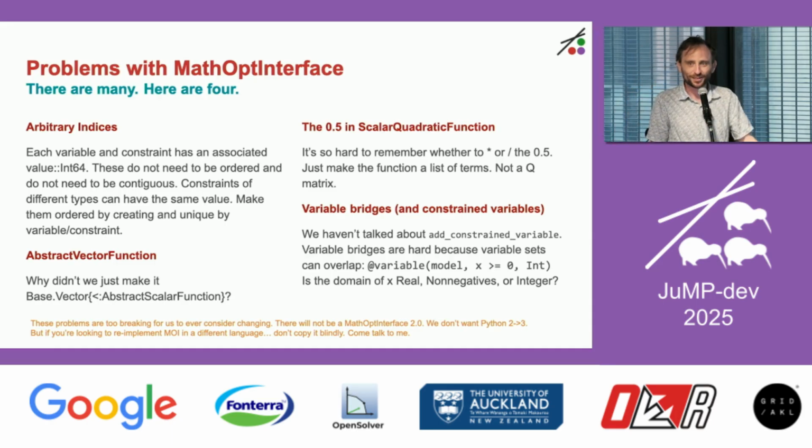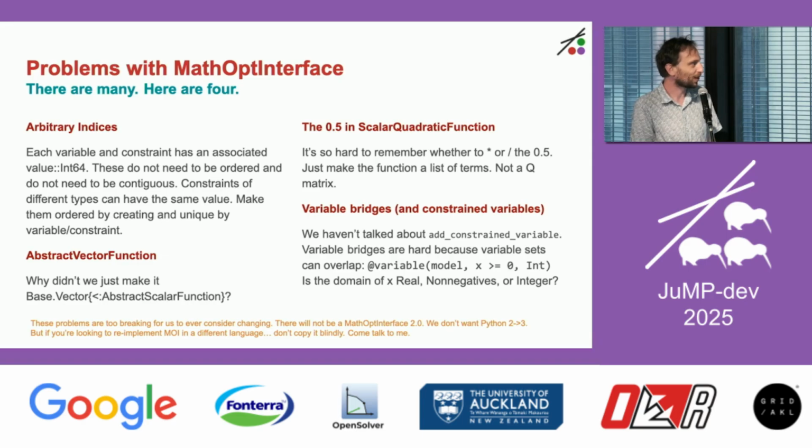And the most important thing is to read the small letters at the bottom, the orange script, which says these problems are too breaking for us ever to consider changing. There will not be an MOI 2.0. We don't want Python 2 to 3. I'm speaking for myself, not necessarily on behalf of the other JuMP developers. I don't know that they saw this before I made the slides.